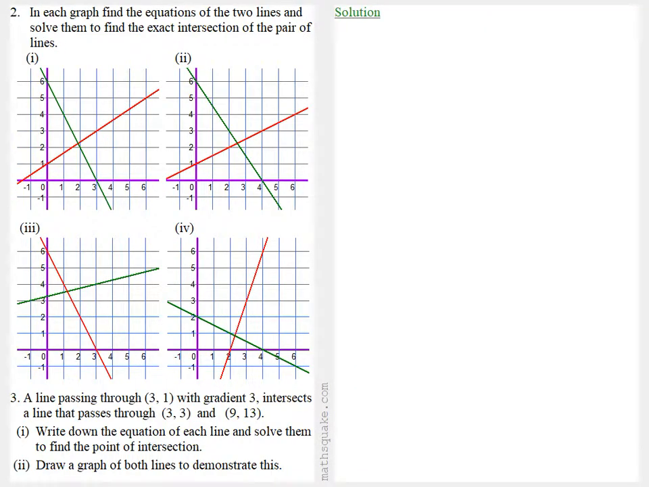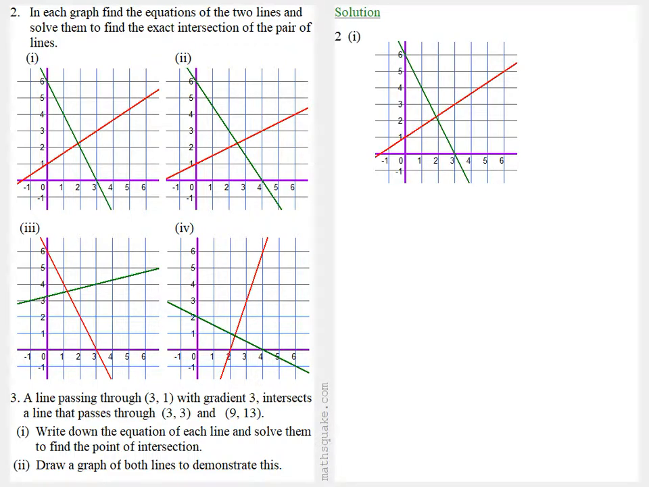Now, in question 2, in each graph we have to find the equation of the two lines and solve them to find the exact intersection of the pair of lines. Now, in question 2 part 1, we can use the formula y equals mx plus c to find the equation of each line. If we look at line A, it crosses the y-axis at 6.